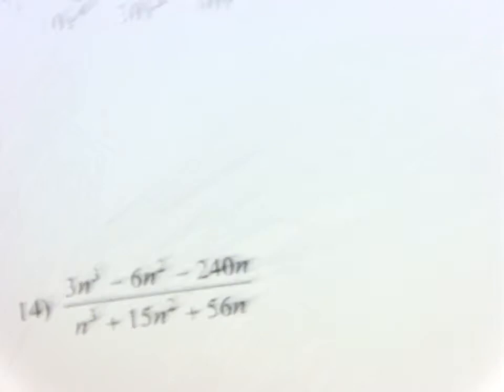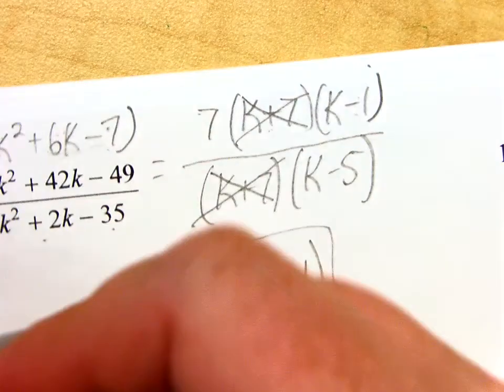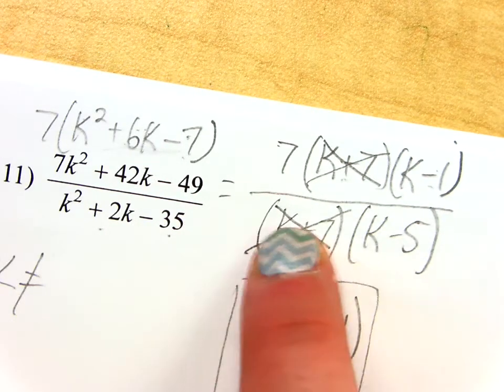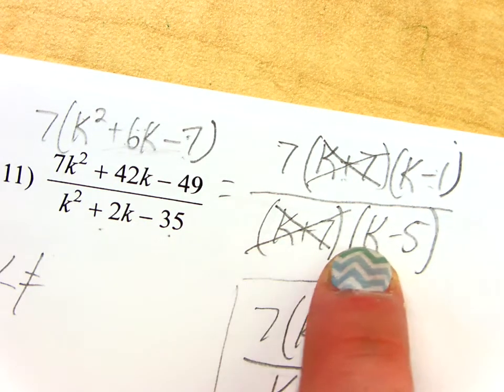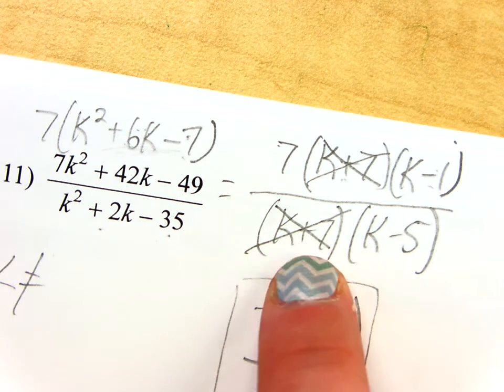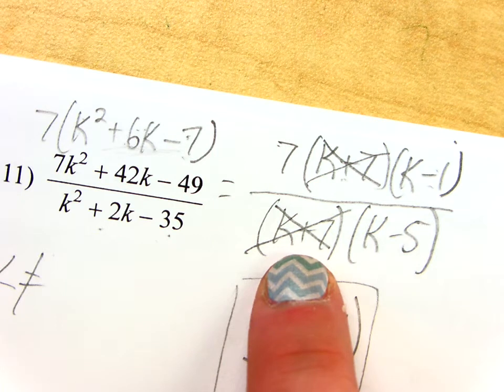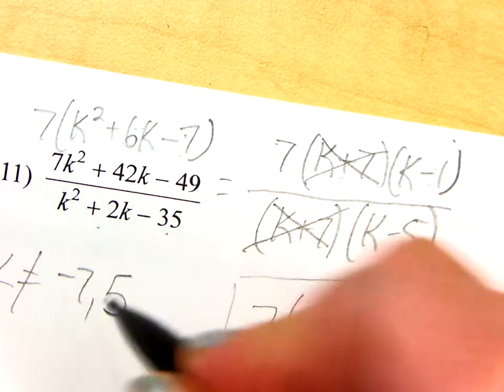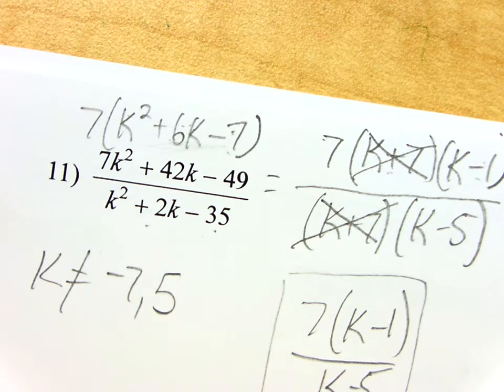So if we look at the ones on the back, look at 11. When I factored it, it was here, right? So what could k not be? Can't be 5, and it also can't be -7, right? So -7 or +5. Those are my excluded values here. Okay?